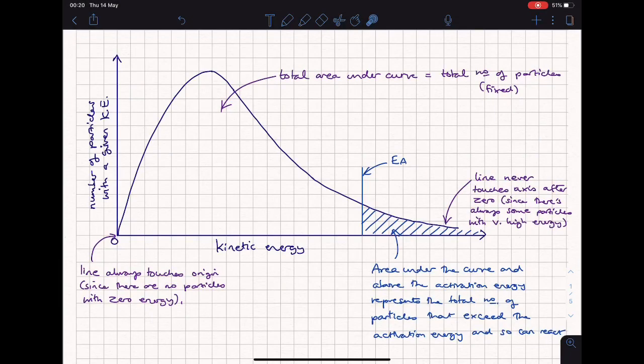So back to our Boltzmann distribution curve. As we said, the total area under the curve represents the total number of particles in that substance, which is usually a gas, in the case of Boltzmann distribution curves.